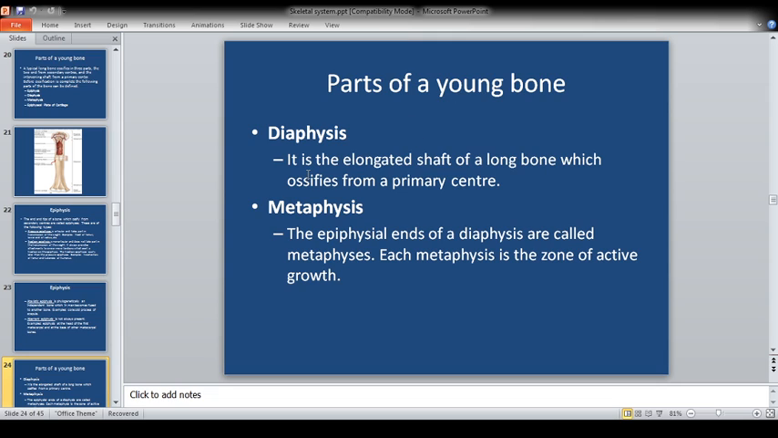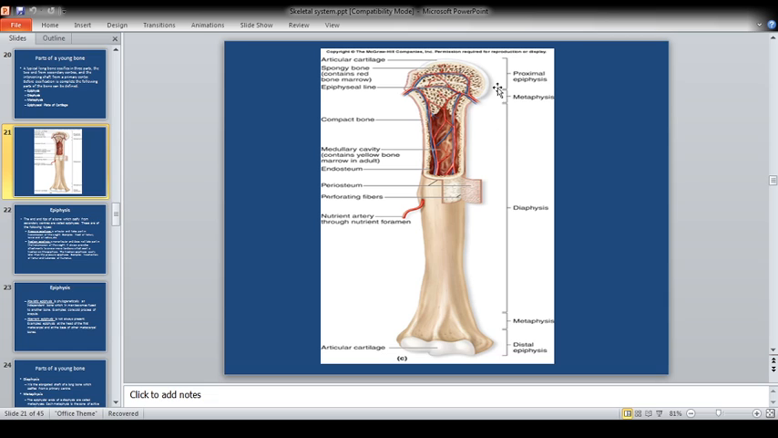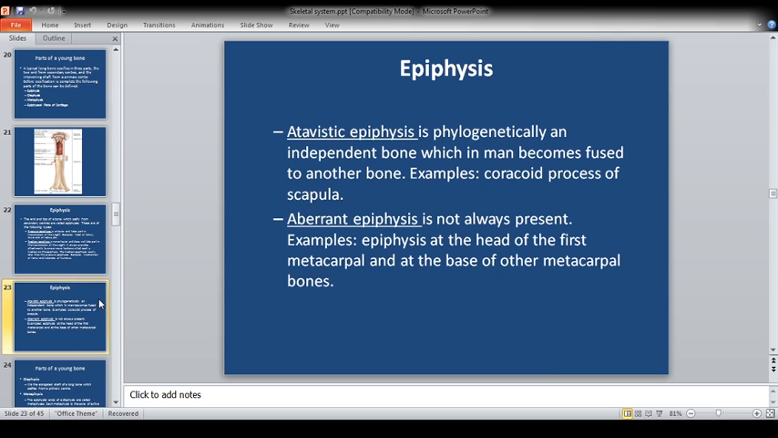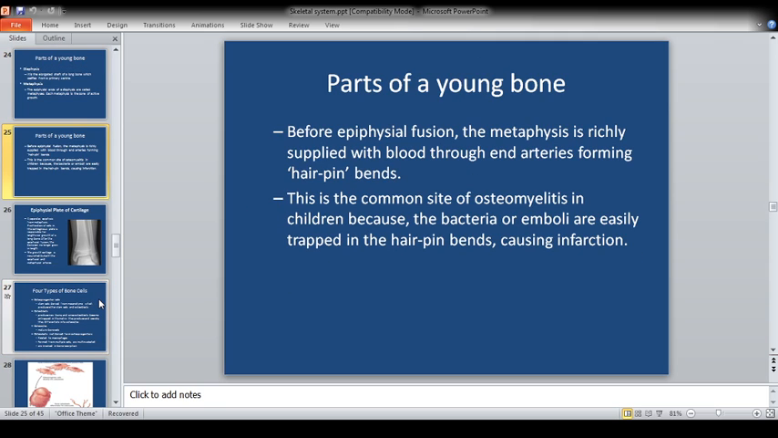In young individuals, the diaphysis is an elongated shaft of a long bone which would ossify to form the primary center. The middle part is the diaphysis, and the metaphysis is the epiphyseal end of a diaphysis. And this is the zone of active growth where the growth plate would be present. So this is the metaphysis where the growth plate would be present. Growth would be taking place from here. It would be present between the epiphysis and the diaphysis. In adults, this cannot be appreciated. Metaphysis cannot be appreciated in adults.